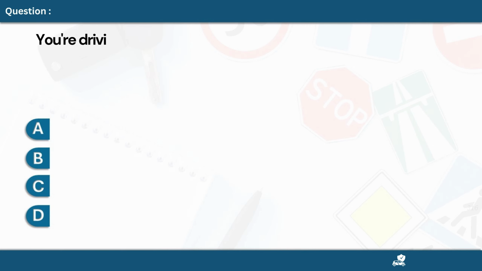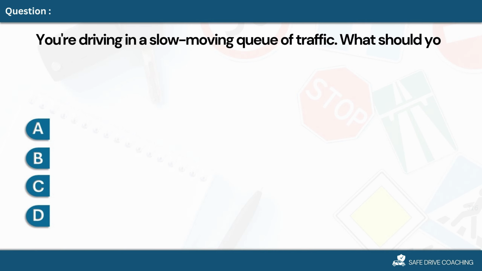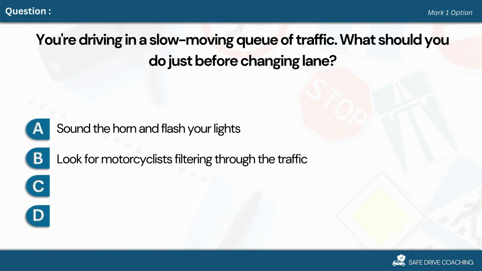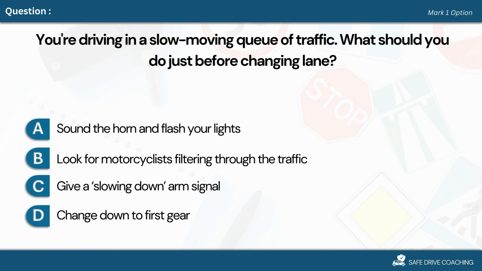You're driving in a slow-moving queue of traffic. What should you do just before changing lane? A. Sound the horn and flash your lights. B. Look for motorcyclists filtering through the traffic. C. Give a slowing down arm signal. D. Change down to first gear.